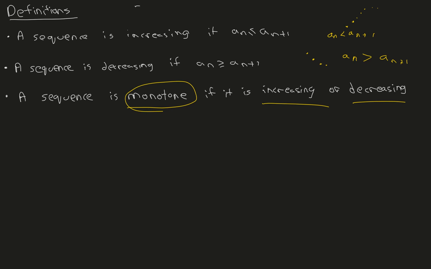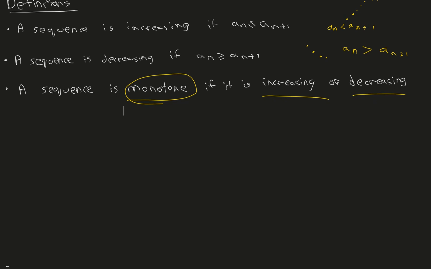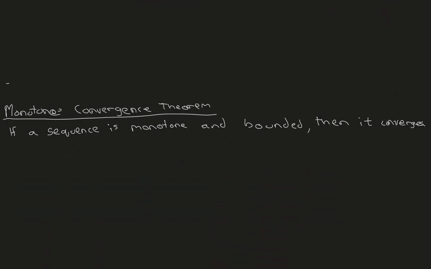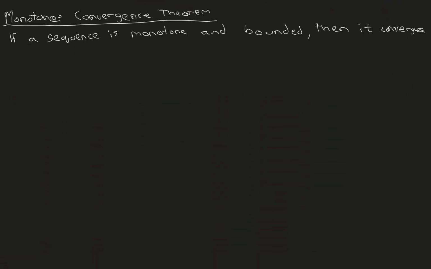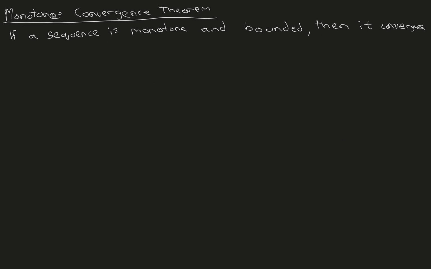So a monotone sequence is a sequence which is either increasing or decreasing, or it can be strictly increasing or strictly decreasing. The monotone convergence theorem states that if a sequence is monotone and it's bounded, then it converges. So let's do the proof of this.